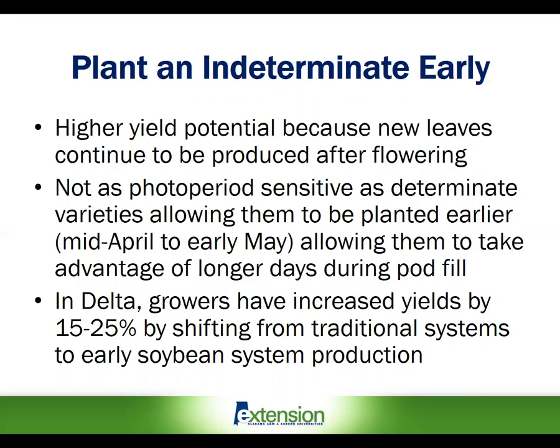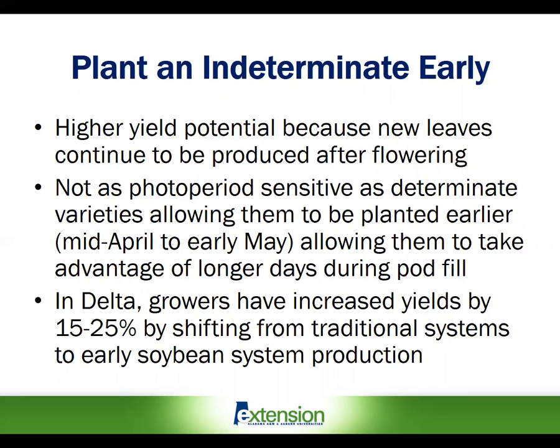This is a fresh food factory going at high capacity versus a determinate variety, where the leaves are older and decreasing in their ability to produce carbohydrates for the plant. Another thing we have to look at is that indeterminate varieties are not as photosensitive as determinate varieties. This allows them to be planted early. If you were to plant a determinate variety early, it would be very short when it begins to flower, and this takes away from the yield advantage.